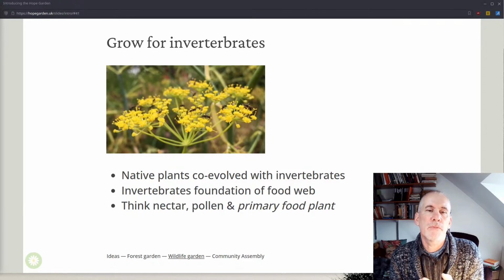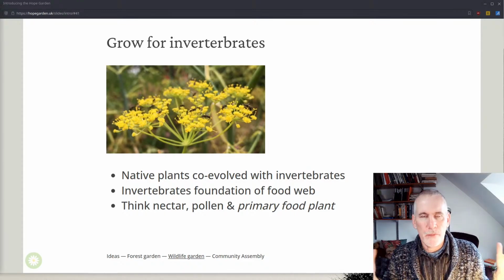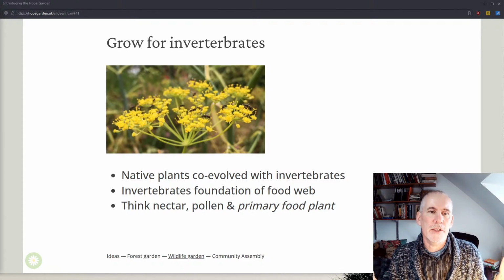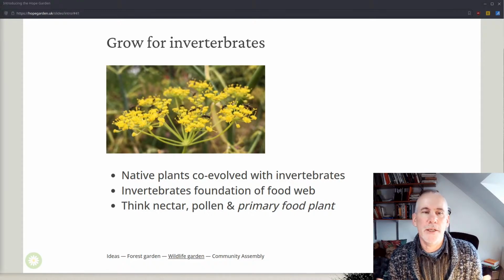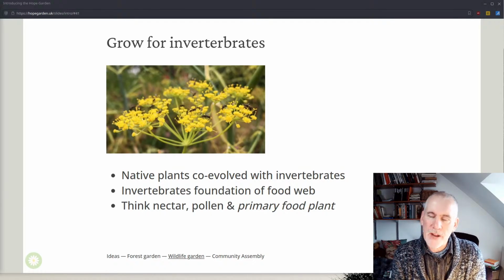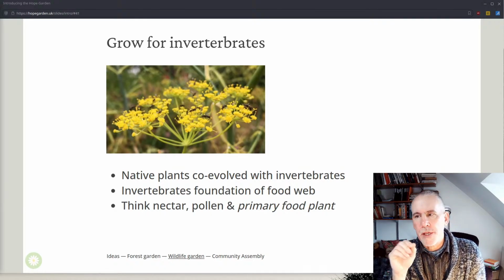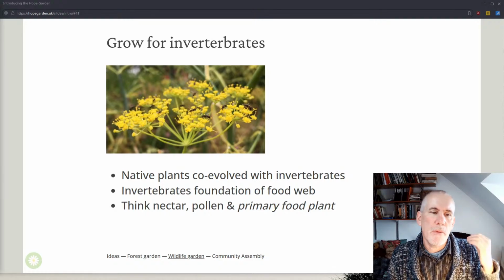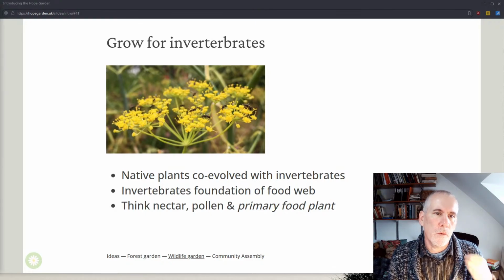So invertebrates are the foundation of the food web. Well, yeah, plants are the foundation of the food web. Well, soil is the foundation of the food web, but they're all related. So you're growing native plants, absolutely foundational. You're thinking about nectar, pollen, and primary food plant for the larval stages of invertebrates.